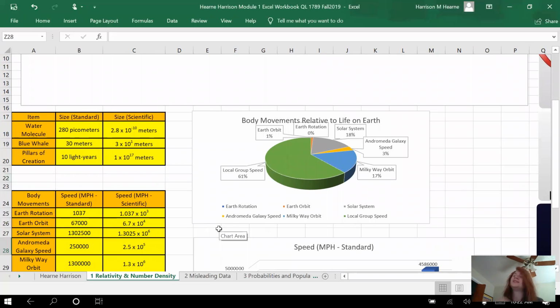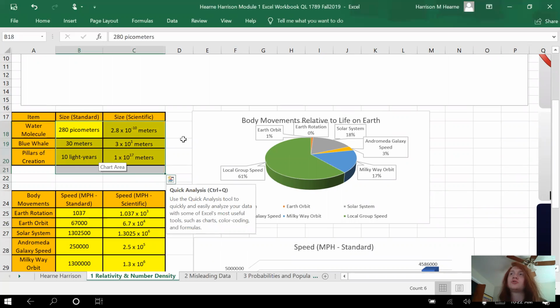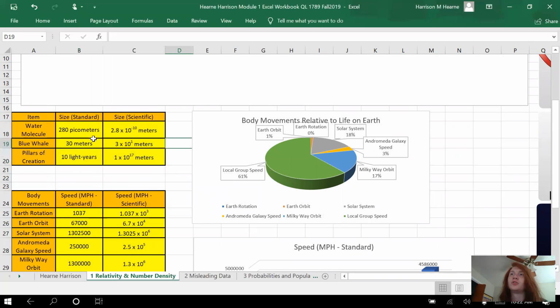The next thing that we did in the module was we took the objects that we chose and threw them up in a nice looking chart, which I have done here. You can see there are the 3 items that I chose, their size in standard notation, and then their size in scientific notation, which is much prettier to look at.